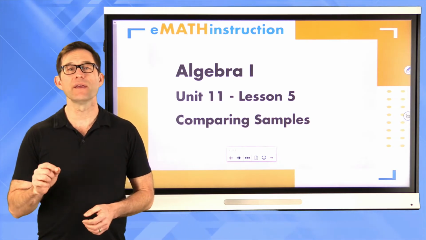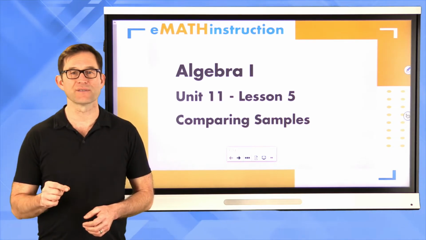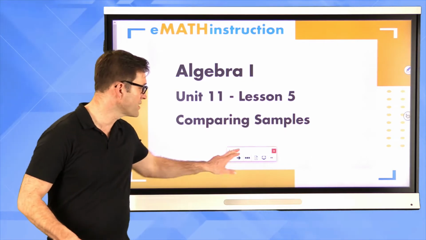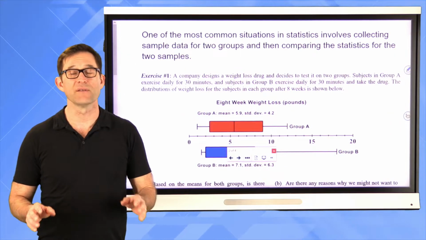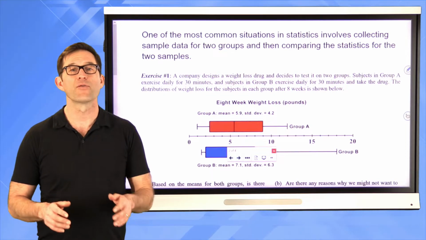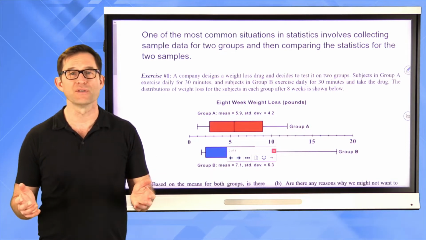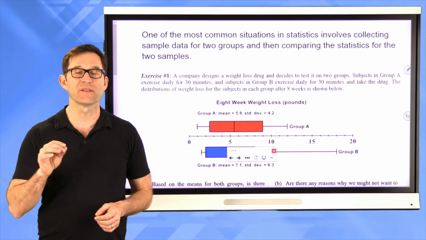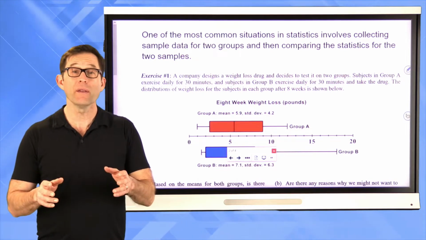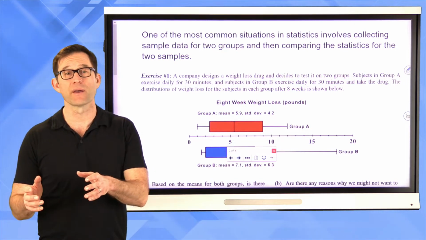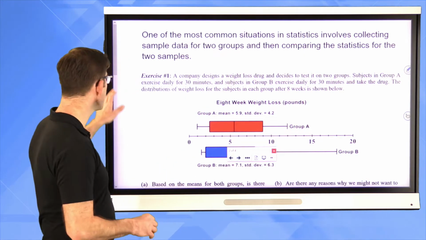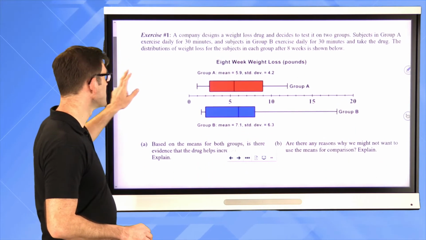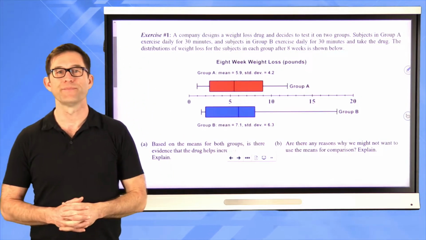Now this really gets into the heart of statistics, so without further ado, let's get right into it. One of the most common situations in statistics involves collecting sample data from two groups, or two populations if you will, and then comparing the statistics of the two samples, in order to infer something about the differences between the two populations. So let's take a look at a classic example in exercise number 1.